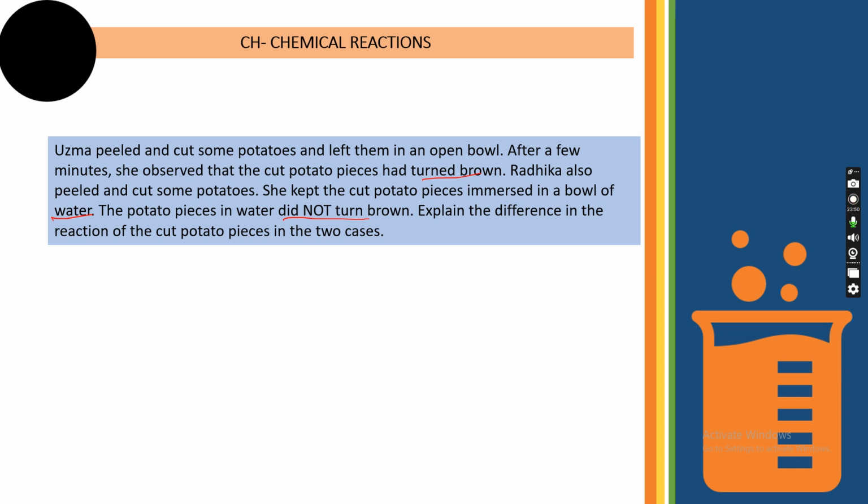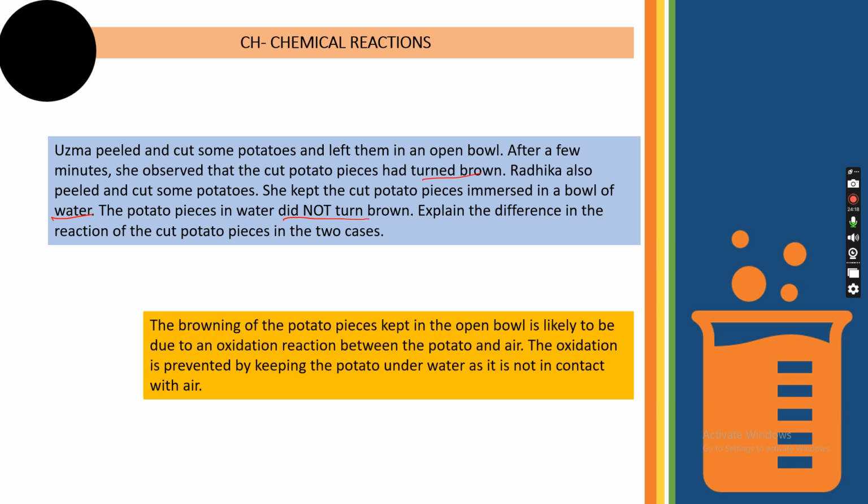Now why was this happening? You must have also observed this, it's a common thing in the kitchen. If you cut a potato and keep it for some time, a brown layer is formed outside, right? Why is this happening? That is because of oxidation. The potato oxidizes with air, that is why it turns brown. But if you soak it in water, the contact between the potato and the air is cut off by the water, so oxidation will not be there. So that's the difference between both the cases.